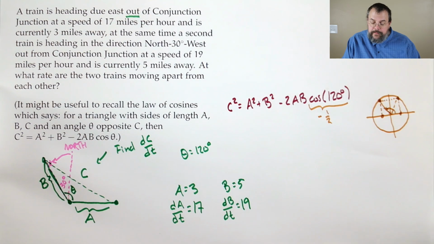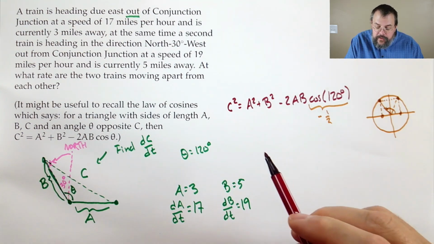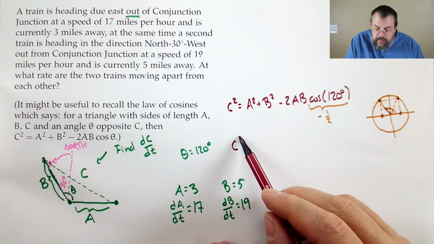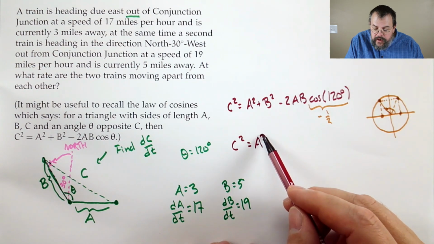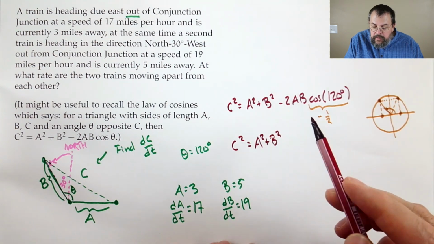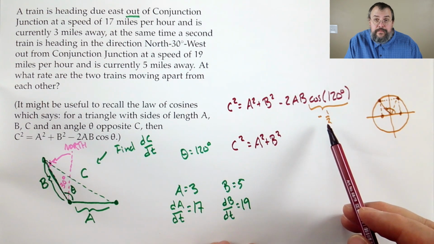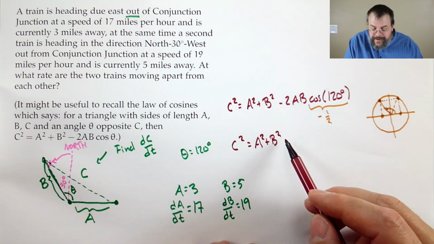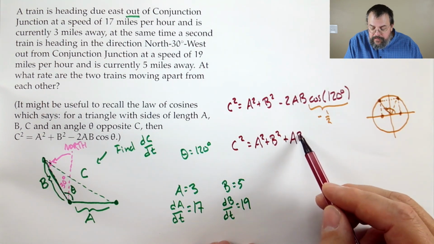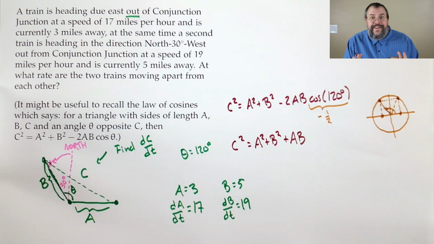So what do we end up with? Well, we get the following. We get c squared is equal to a squared plus b squared minus 2 times minus a half, which is plus 1. So plus ab. There you go. All right. So there's our relationship.